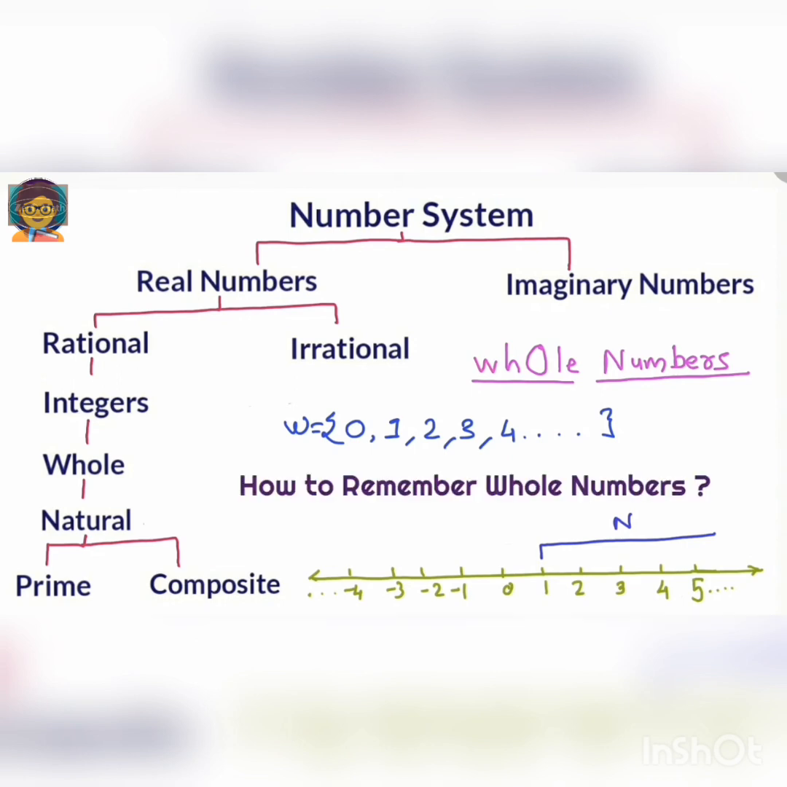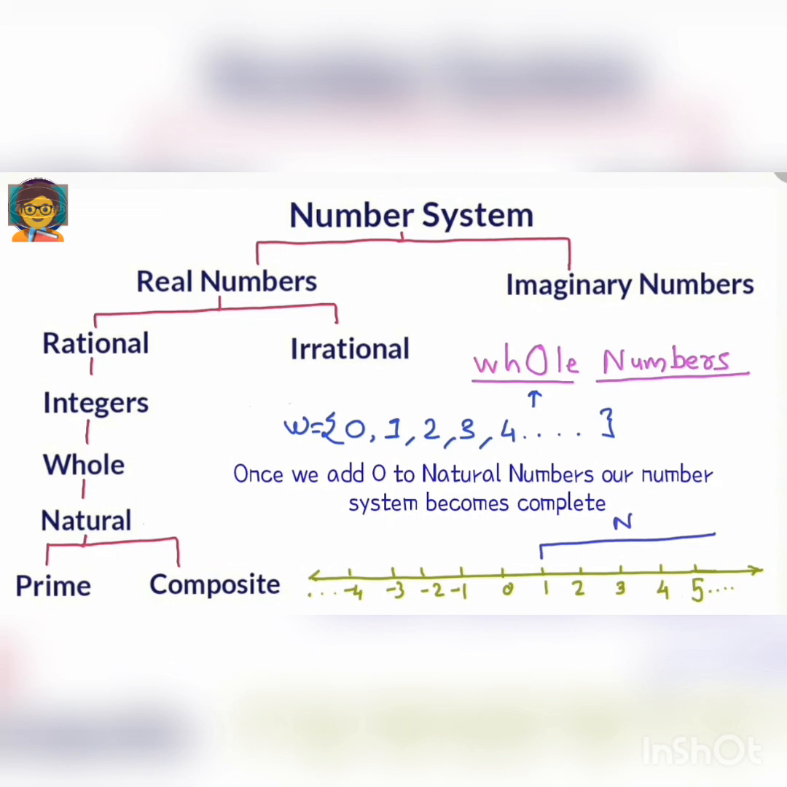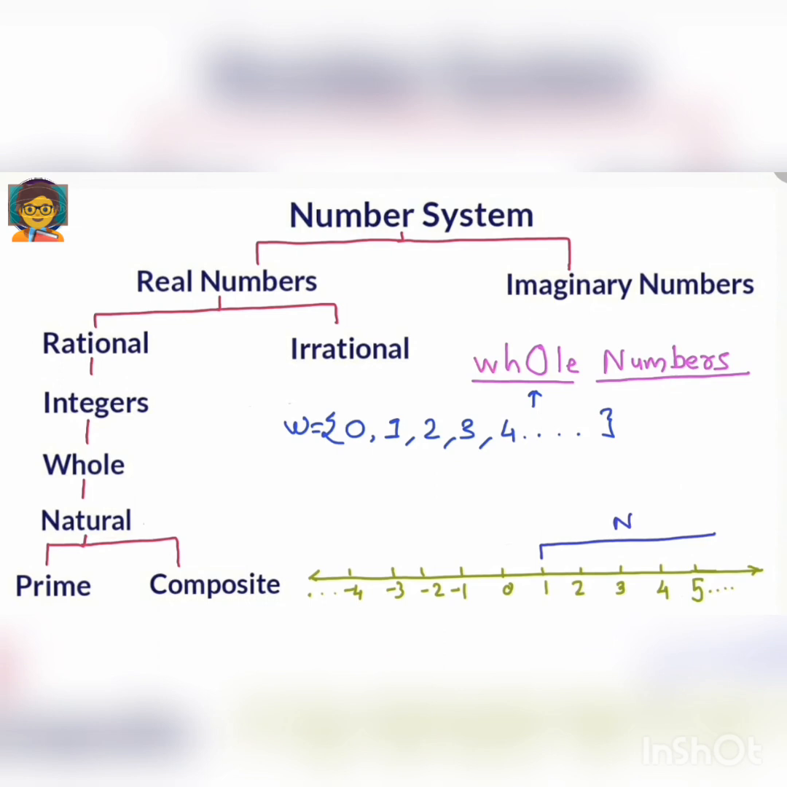Now the question is how you are going to remember the whole numbers. Look at this word whole. This big O is how you are going to remember. This O means 0, which you are going to add to natural numbers, so it will become whole numbers. The 0 is a complete number, but it does not exist naturally. That's why we cannot have 0 in natural numbers. Now once I add 0 to natural numbers, my number system becomes complete. That's why we call it a whole number, and that's the need of the whole number. On the number scale, you can see whole numbers we can represent from 0 to infinity.